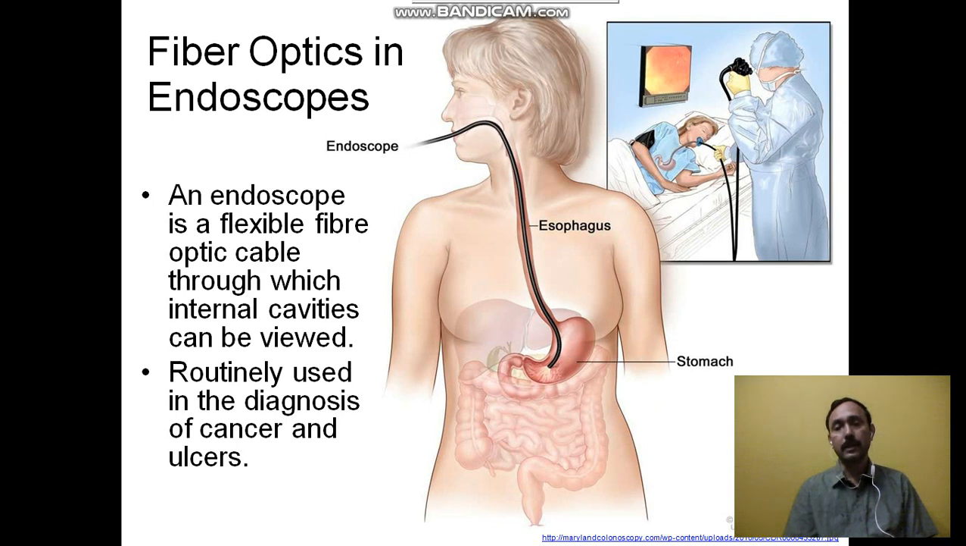So this is the picture I have taken from marylandcolonoscopy.com. So this is fiber optics in endoscope medical treatment. This is the use. An endoscope is a flexible fiber cable through which internal cavities can be viewed. Routinely used in diagnosis of cancers and ulcers. So the cable is passed for endoscopy through the esophagus to our stomach, and the pictures are taken and can be viewed on the monitor.